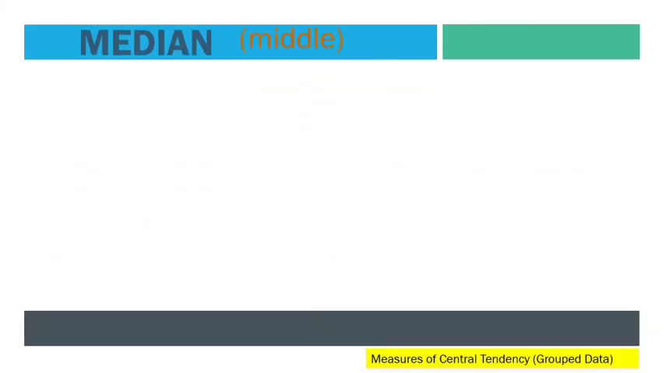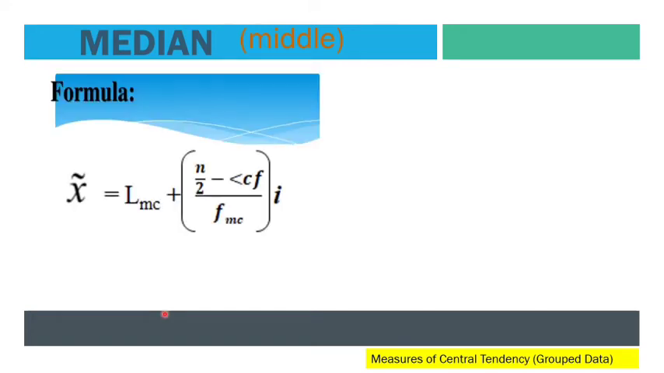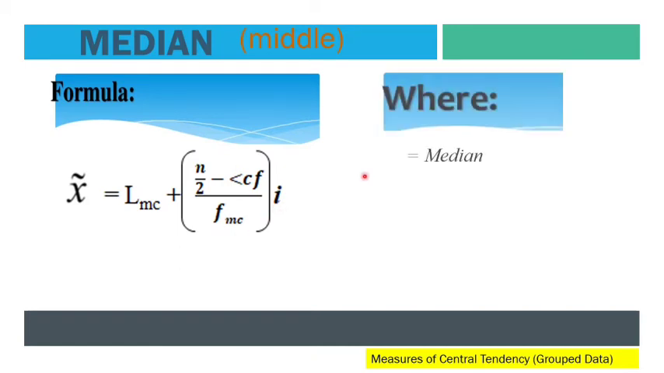Now for the median, which is known as the middle number, the middle value of the data, we have this formula. We read this as the LMC plus the quantity of n over 2 minus less than CF, all over FMC, times i.